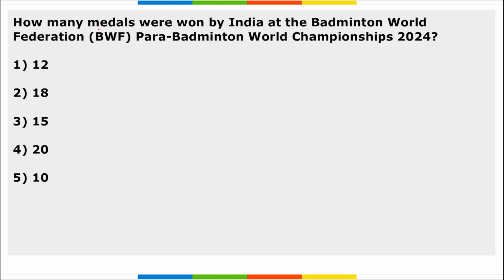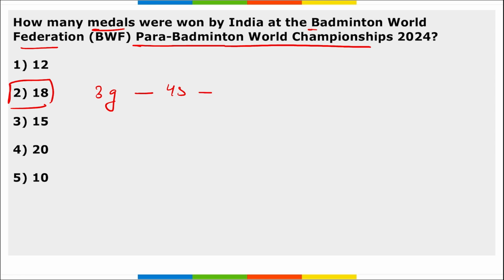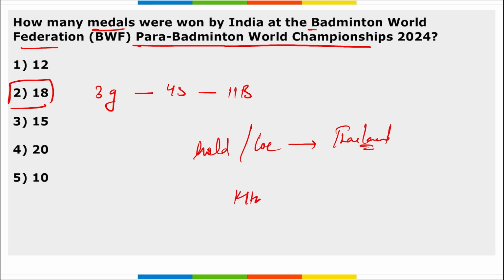Correct? Next, how many medals were won by India at the Badminton World Federation Para Badminton World Championship 2024? So, a total of 18 medals were won, 3 gold, 4 silver and 11 bronze. They were won during the Badminton World Federation's Para Badminton World Championship. Where was this held? The location is also important. This was held in Thailand, Pattaya, Thailand, right? And this was the 14th edition of the biannual event organized by BWF.